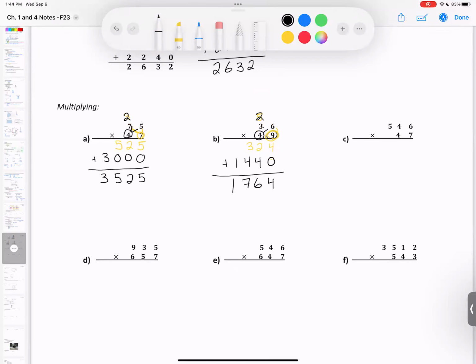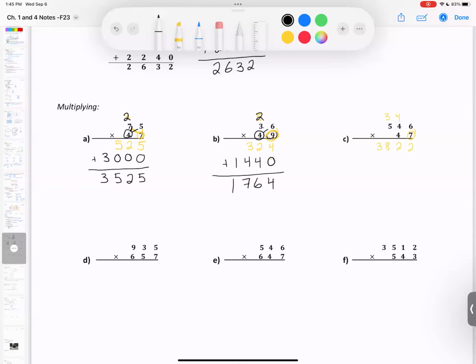Try to do them without a calculator. All right, let's try these multiplications together. So we've got a 7 here multiplied by the 6 gives us 42, carry the 4. 7 times 4 is 28, then we're going to add the 4 for 32, carry the 3. Then we've got 7 times 5 gives us 35. Add the 3 for 38.